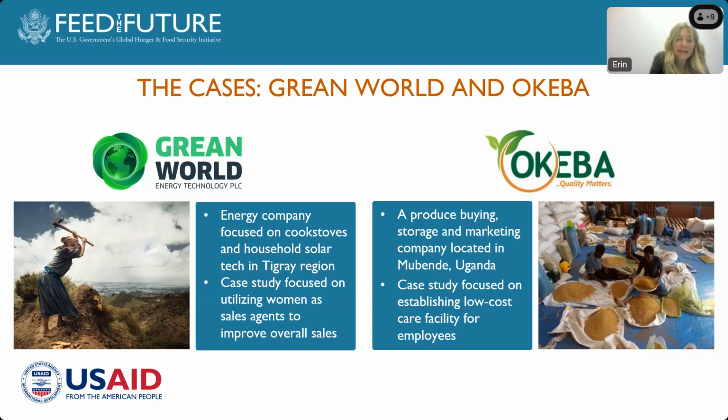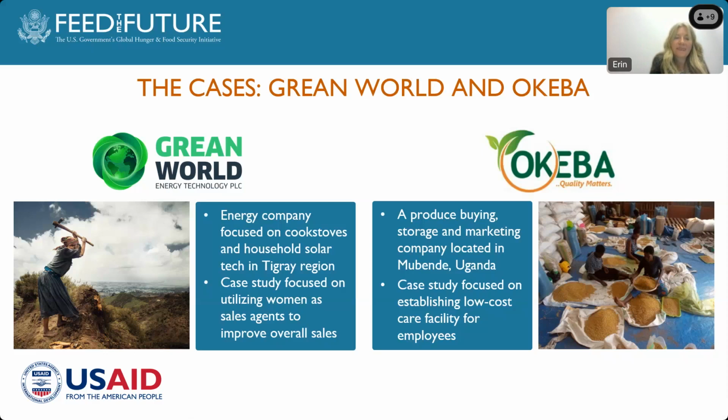Green World is an energy company that focuses on cook stoves and really focuses on women as their target consumer, and you'll hear more about that today. And then we looked at Okeba, which is a buying, storage, and marketing company that also has women as its core employee base. So that one looks more at women as employees and the workplace culture part of the framework, where Green World is really looking at women as consumers and how they tailored their business model around that.